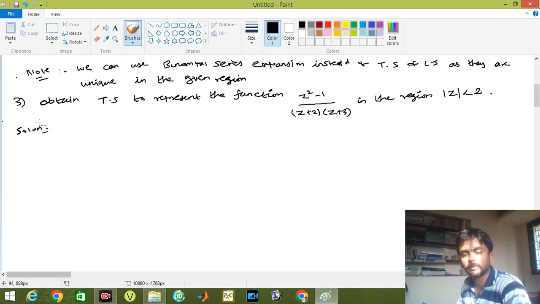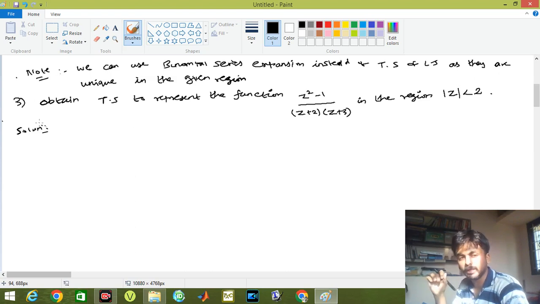See, our previous problems are very easy. Expansion of e power z, log of 1 plus z, or 1 by z minus 2. So the expansions are very easy. Sin z, cos z. But here we are having so many terms. In the numerator we are having z square minus 1, in the denominator we are having z plus 2, z plus 3.